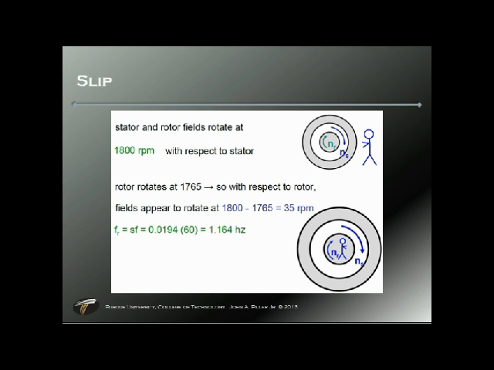The frequency of the rotor is slip times frequency. Slip is 1.94% times 60 hertz. Our rotor has a frequency of 1.164 hertz. That is the induction motor.